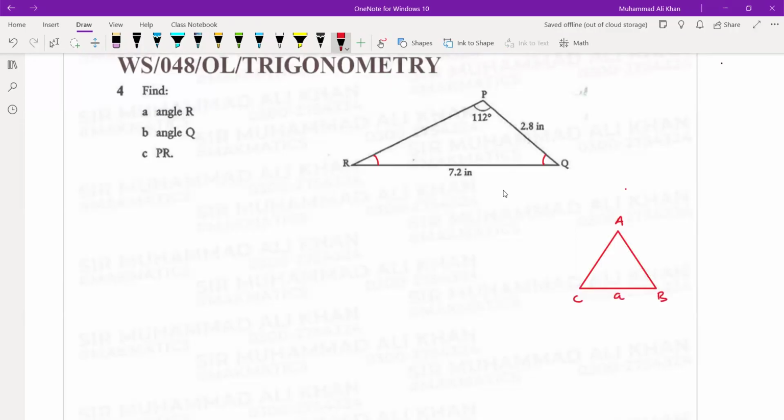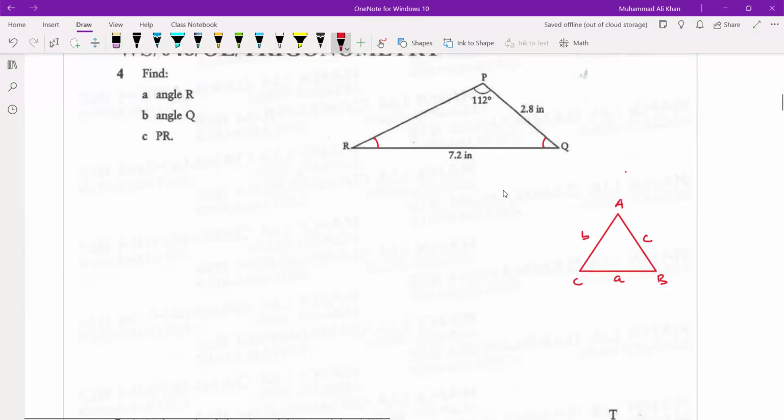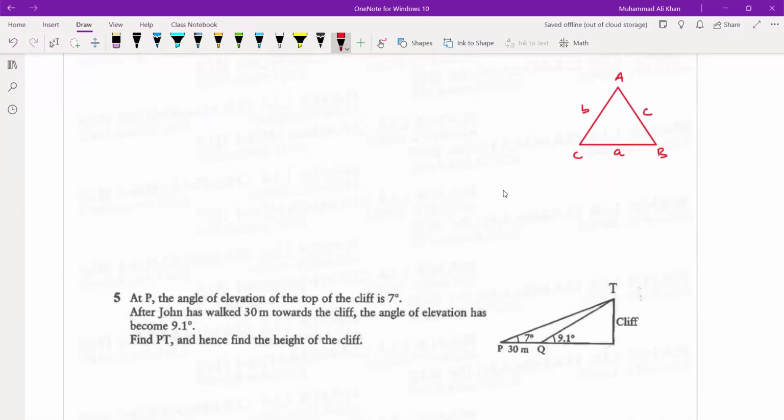Opposite to A is a small a, opposite to B is a small b, opposite to C is a small c. Now, according to this, we have a rule called sine law or sine rule. I'm writing it: sine law. What is the law called? Sine law.